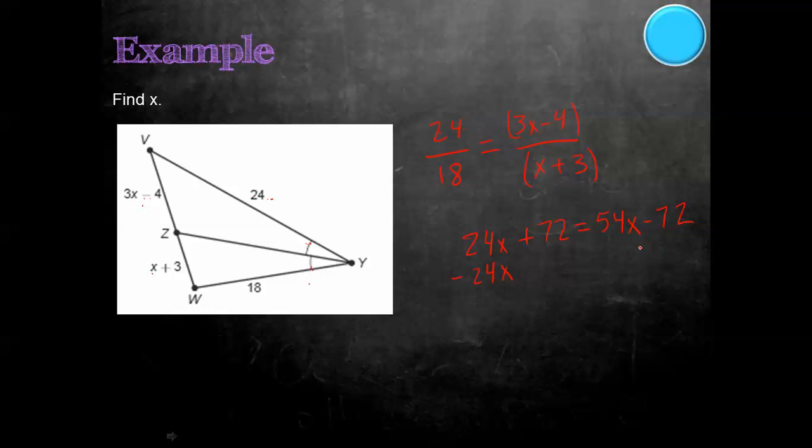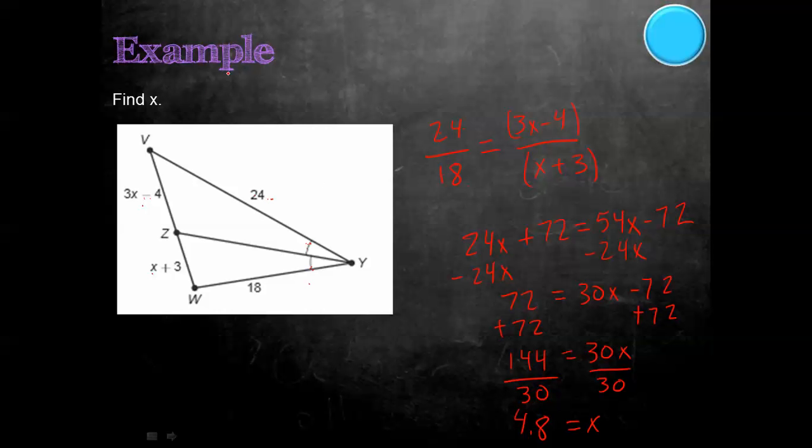So I'm going to subtract 24x from both sides. That's going to give me 72 equals 30x minus 72. Then I'm going to add 72 to both sides, and that's going to give me 144 equals 30x. So then I'm going to divide 144 by 30, and I'm going to get x equals 4.8. Okay, so that would be my answer.